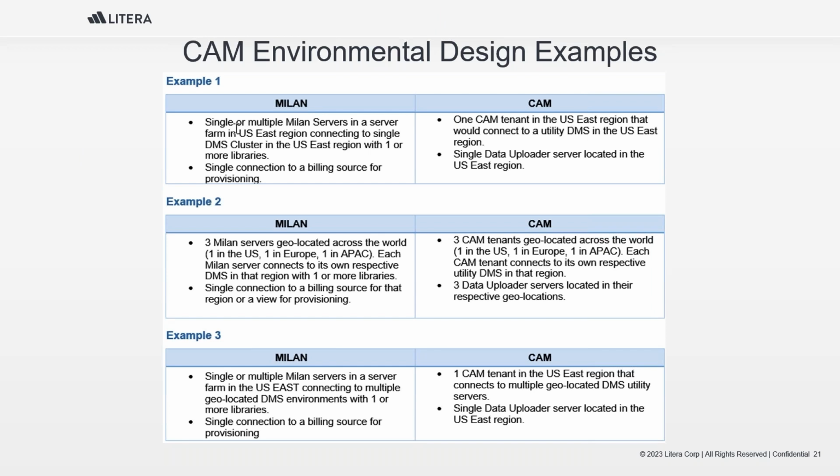In this slide, we put up a couple examples of how it may change from when you have a Milan environment and when you move to CAM. In the first example here, this is kind of one of our most basic scenarios. You may have a Milan environment where you have one or many Milan servers in a single data center, and you have just one data source for provisioning. When you set up CAM, you'll just have to follow that same process.